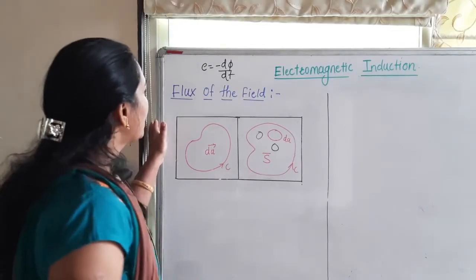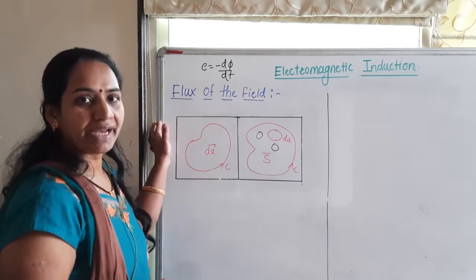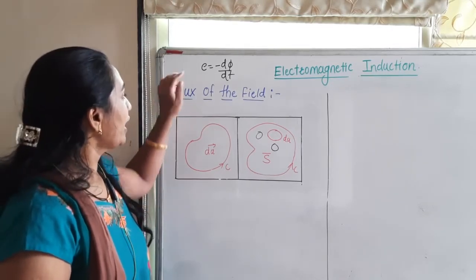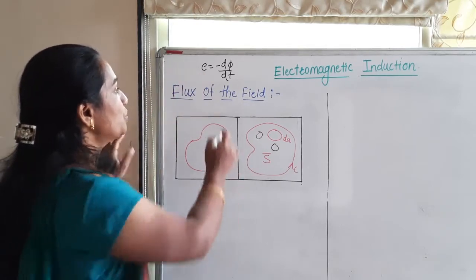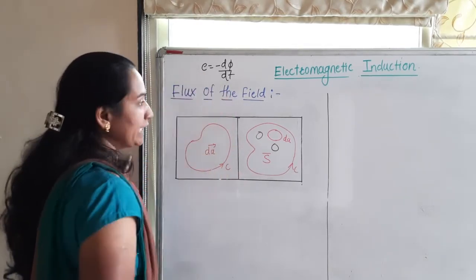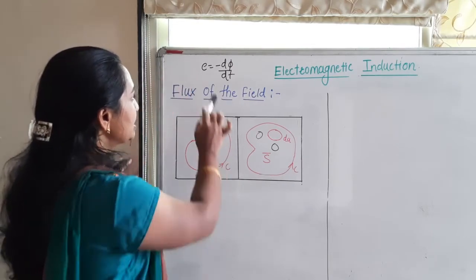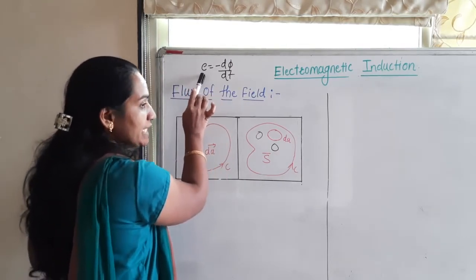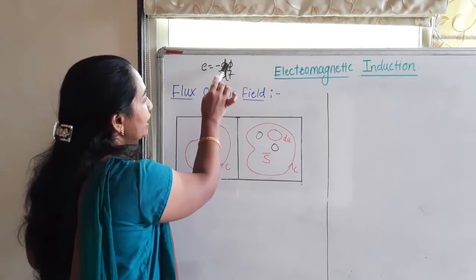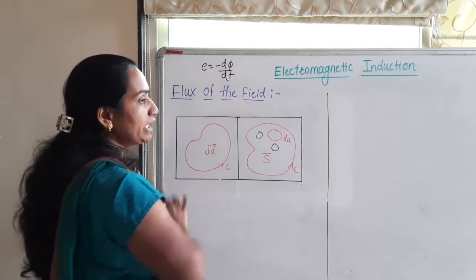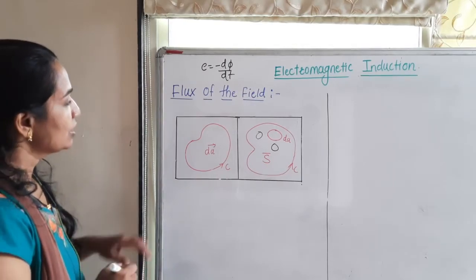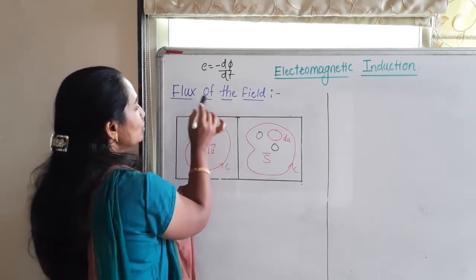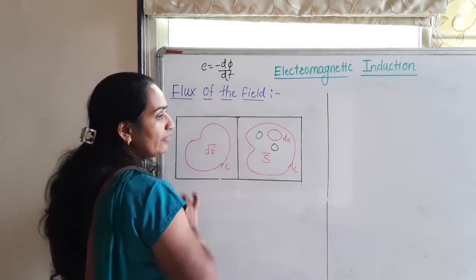Welcome students. In the last video we studied Faraday's law and Lenz's law. According to these two laws, the induced EMF value is equal to minus d phi upon dt. Induced EMF, whose symbol is E, is equal to the minus of the rate of change of flux per unit time. In this video we are going to study the flux of the field.